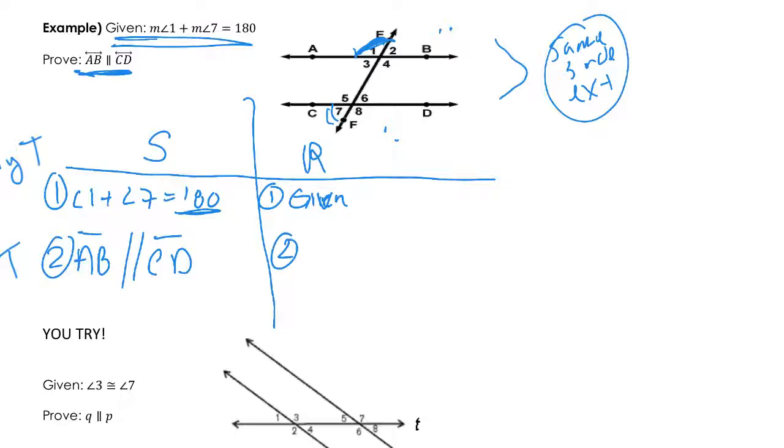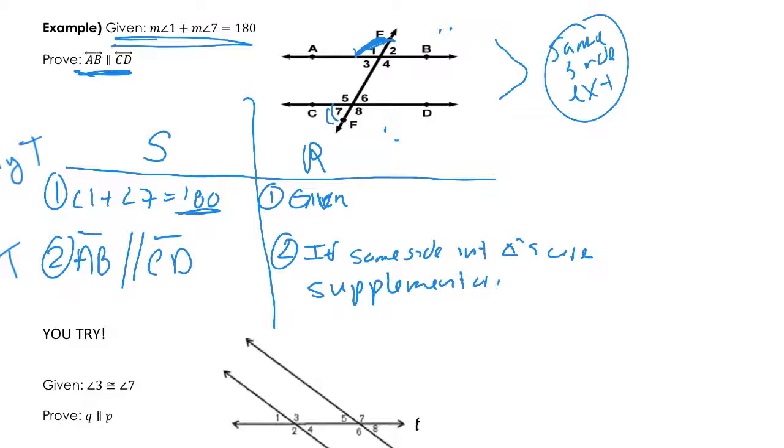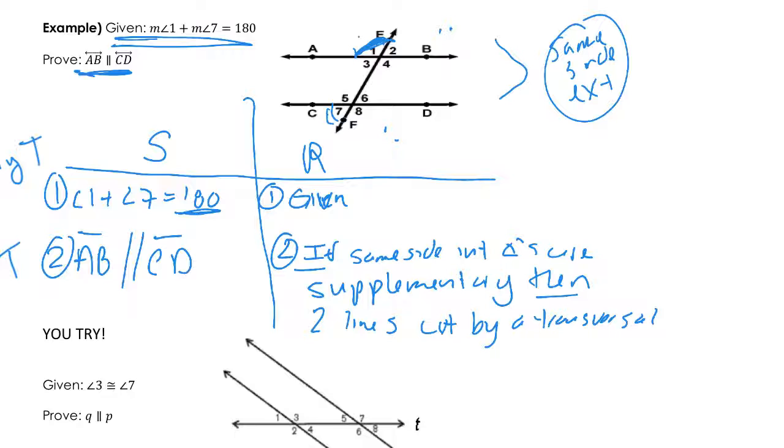And my reason is if the same side interior angles are supplementary, then, so we do an if-then statement. If these are supplementary, then two lines cut by a transversal are parallel. So it's basically just explaining what we know. Because if these two add up to 180, then my lines must be parallel.